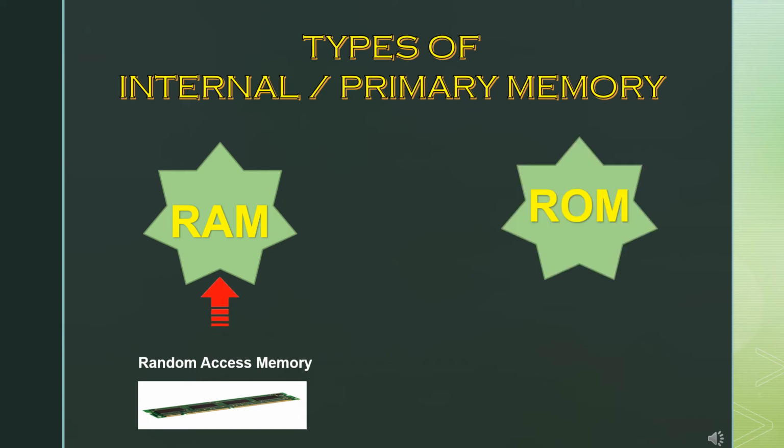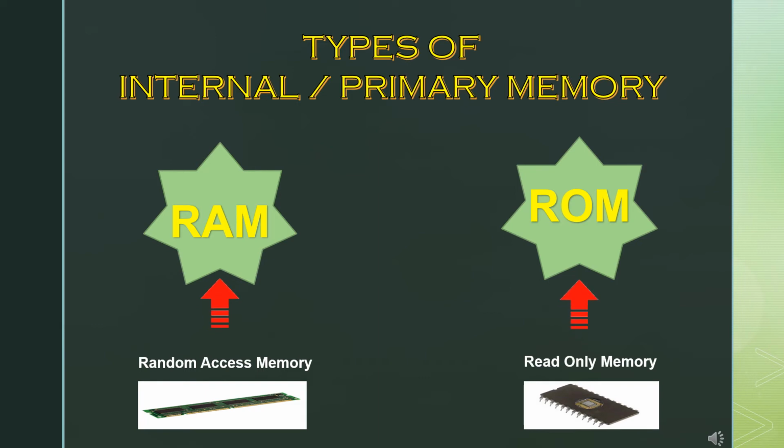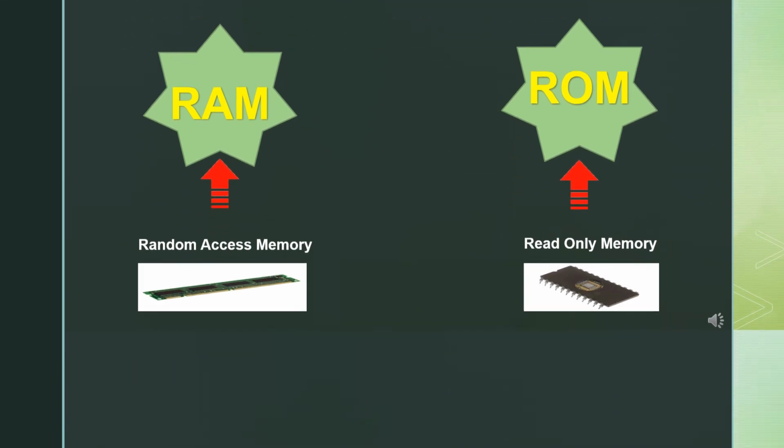The second type is ROM, read-only memory. This memory holds the startup information that prepares a computer for use. Now, what is startup information? It means all those important softwares which are required for the proper functioning of a computer. The information stored here cannot be changed. It is permanent in nature, and the stored information is not lost even when the power is switched off.